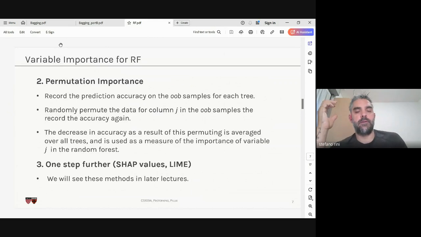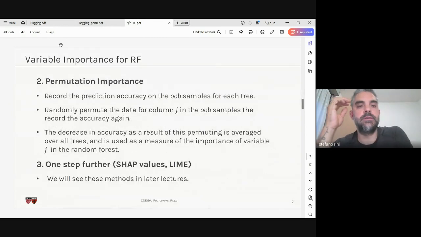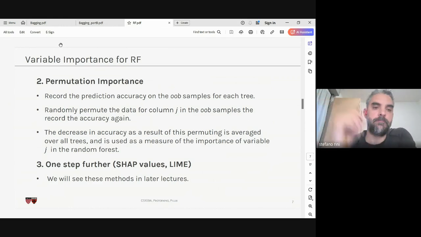Another way of selecting the variable importance is using the permutation importance. So you could record the prediction accuracy of the OOB samples for each tree. Then you randomly permute the data on a certain column in the OOB samples, and then you record the accuracy again. Then the decrease in accuracy as a result of the permutation is averaged over all the trees, and is used to measure the importance of the variable j. Okay.